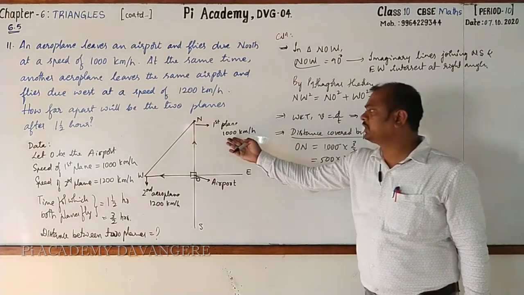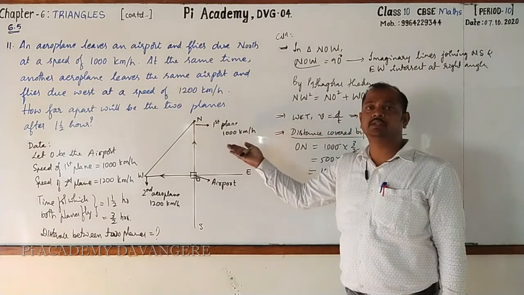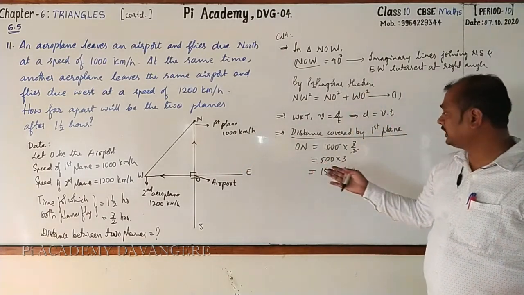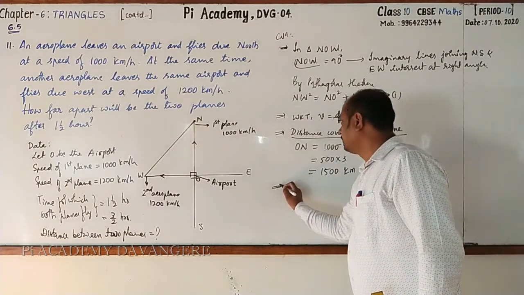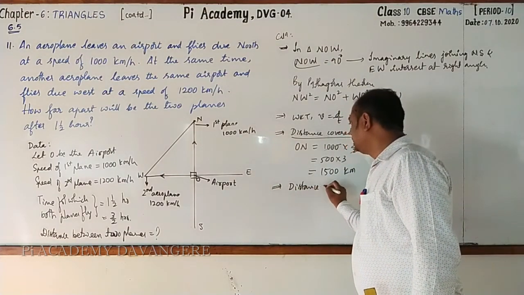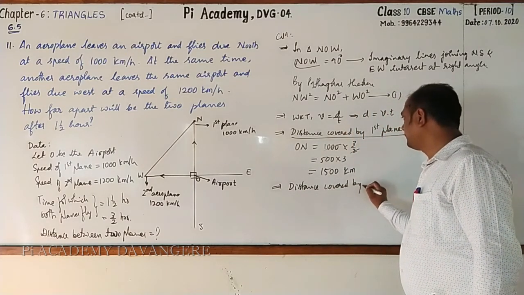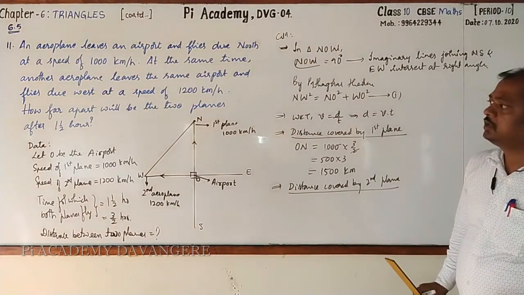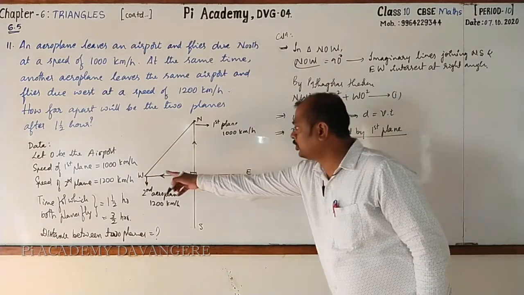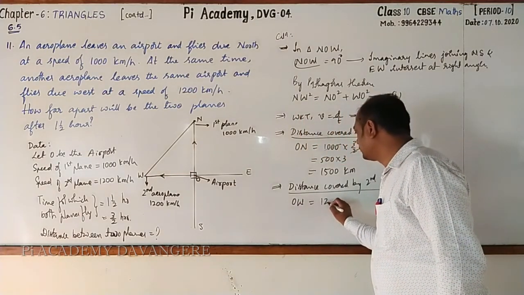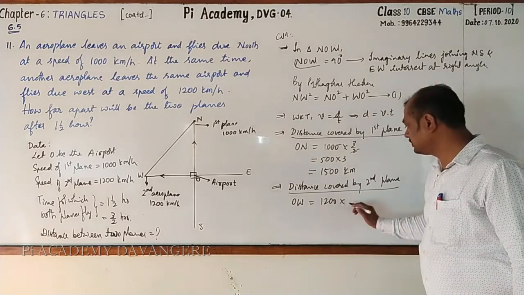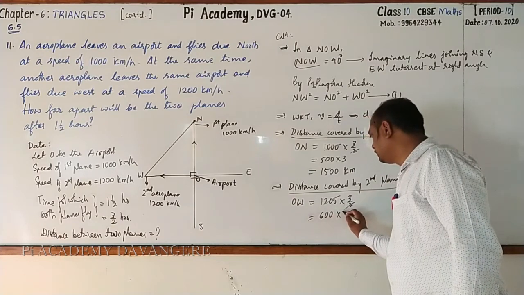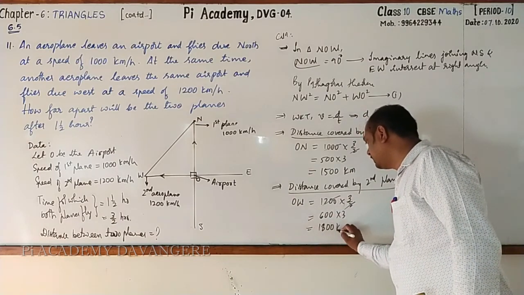See, here only we can come to know. In 1 hour, it covers a distance of 1000 kilometer. In half hour, 500. 1000 plus 500, 1500 kilometer. Then next, distance covered by second plane. Hope that you are able to judge it. So it is OW, that distance, and speed is 1200 into time is 1.5 hour, that is 3 by 2. 1s are 600 into 3, it's equal to 1800 kilometer.